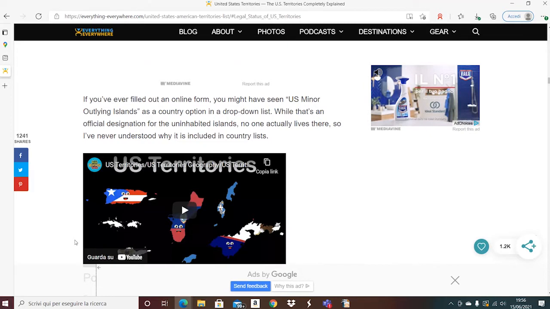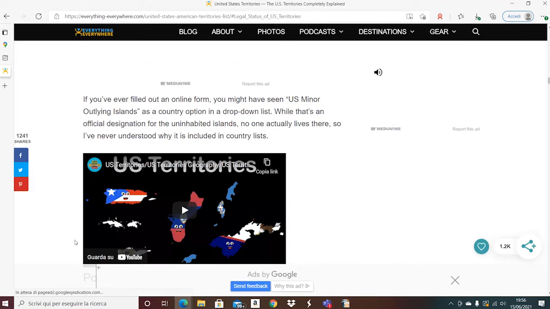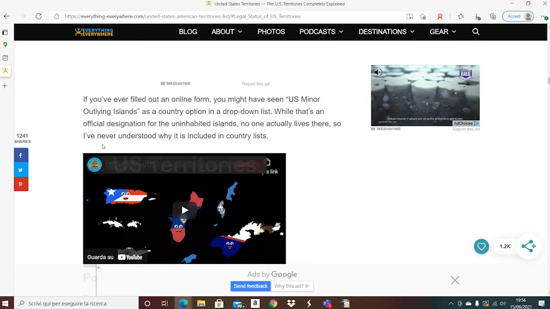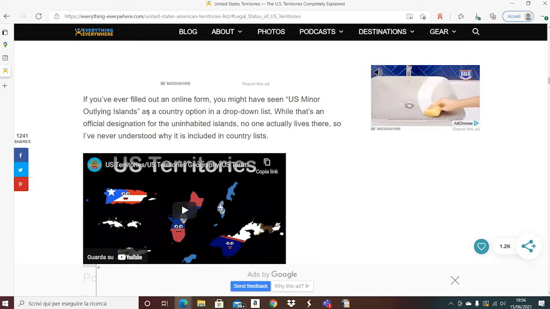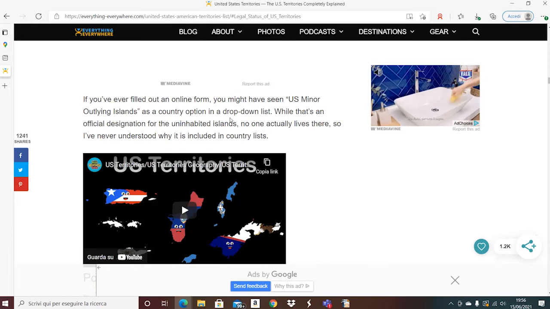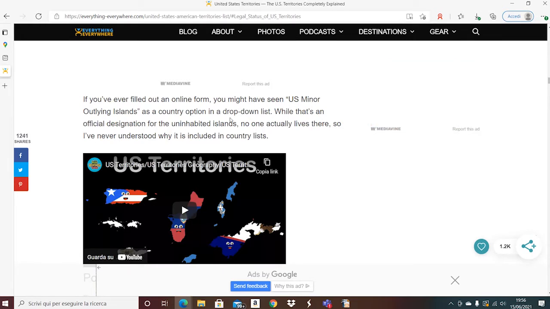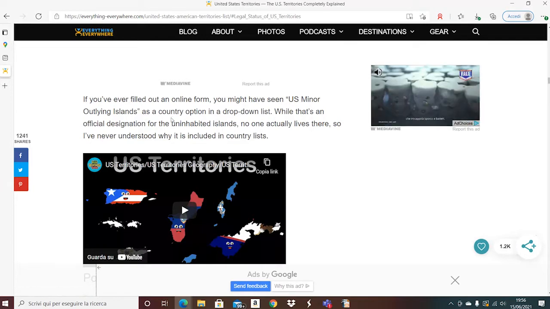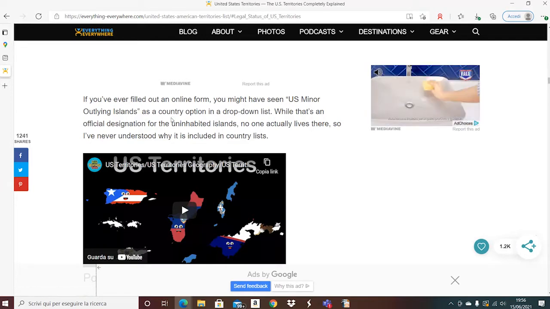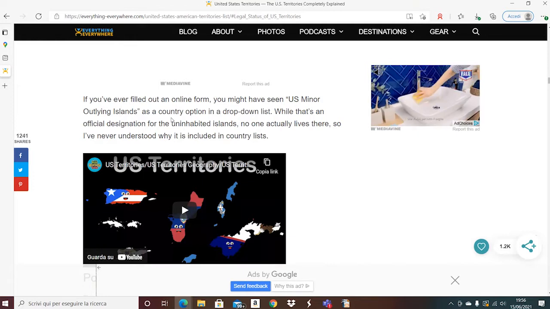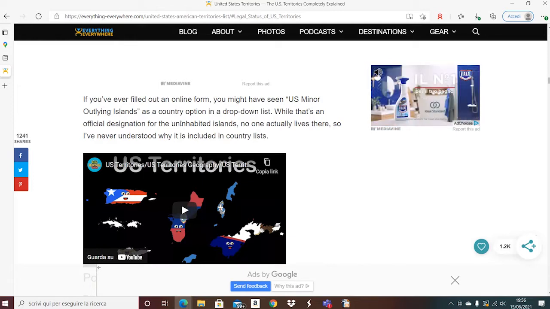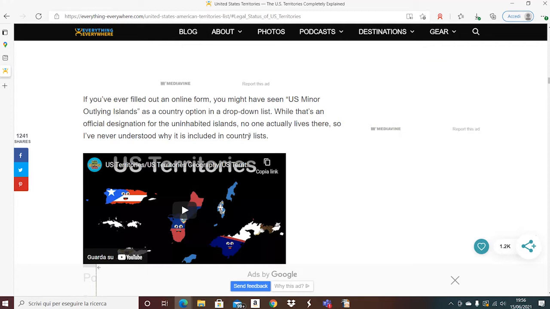If you've ever filled out an online form, you might have seen US Minor Outlying Islands as a country option in a drop-down list. While that's an official designation for the uninhabited islands, no one actually lives there, so I've never understood why it's included in countries.